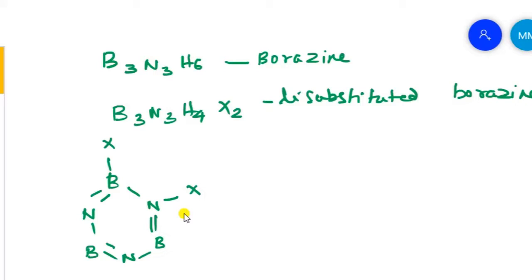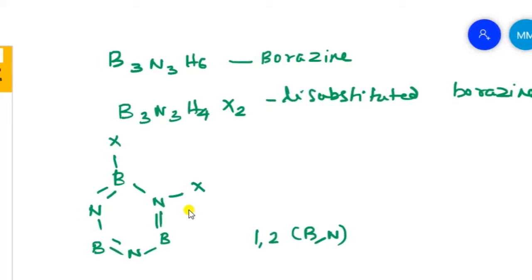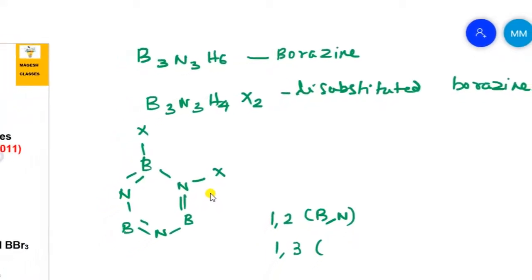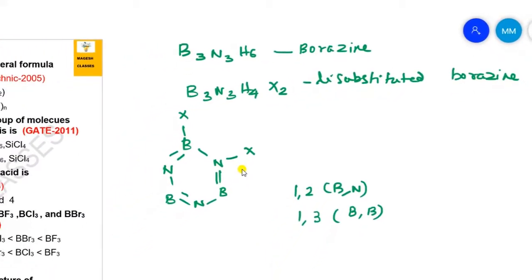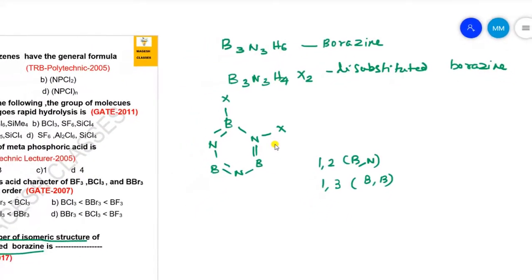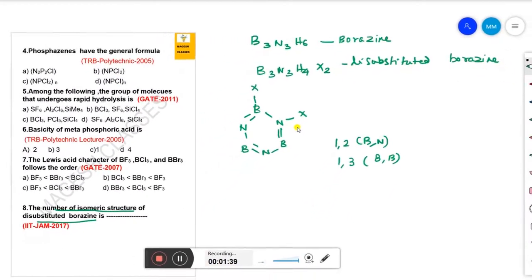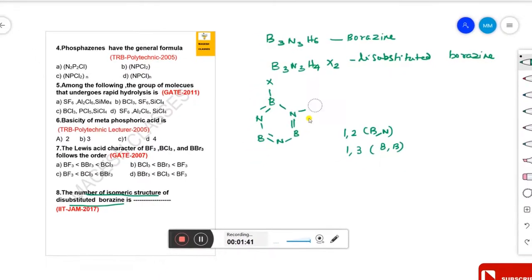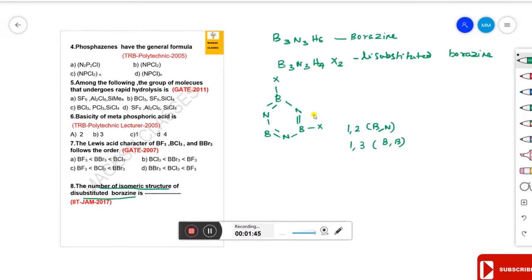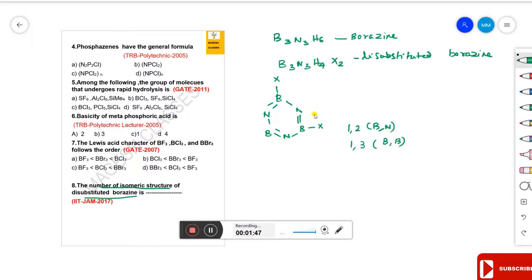The position of substitution may be 1 and 2, boron and nitrogen. And you may substitute at 1 and 3, which is boron and boron. Suppose you substitute this group here, so it is 1, 3, boron, boron. You may substitute this X group here, so it is 1, 4, boron and nitrogen. And you may substitute here also.